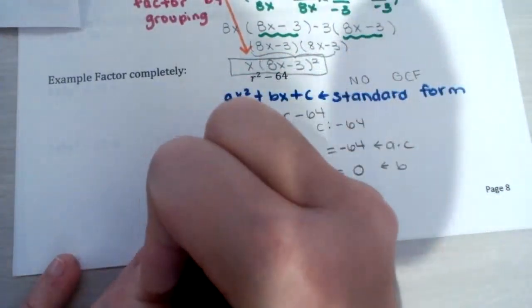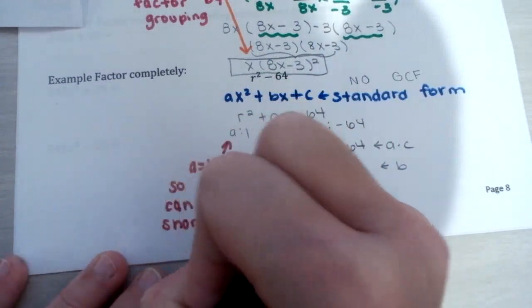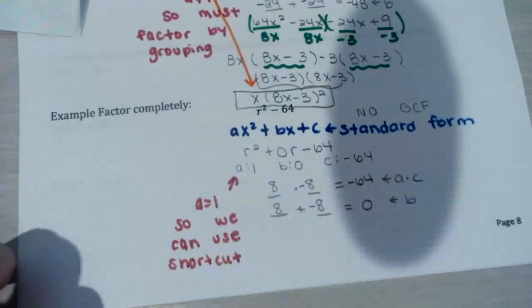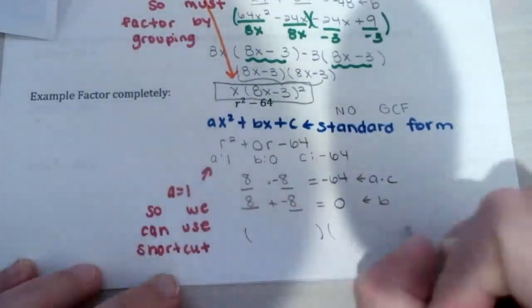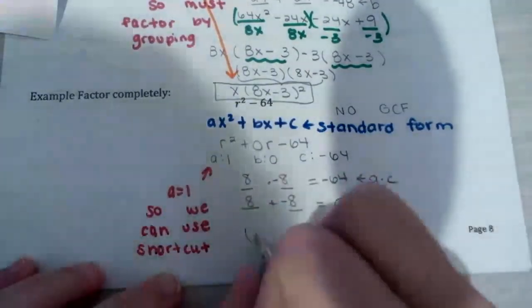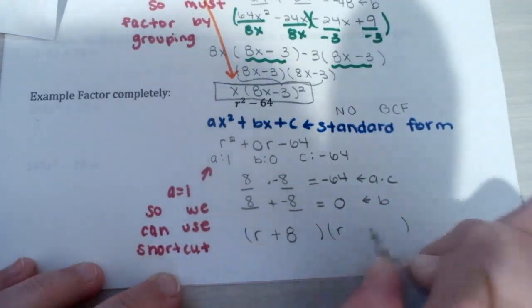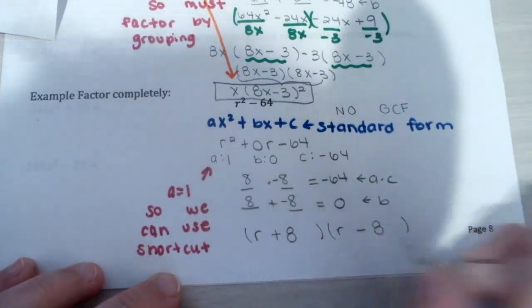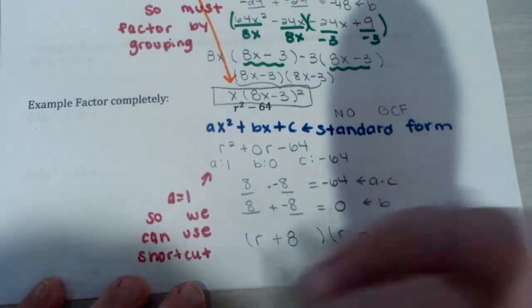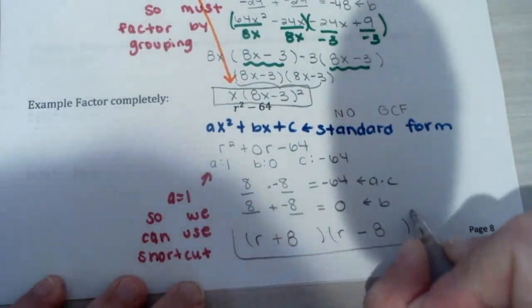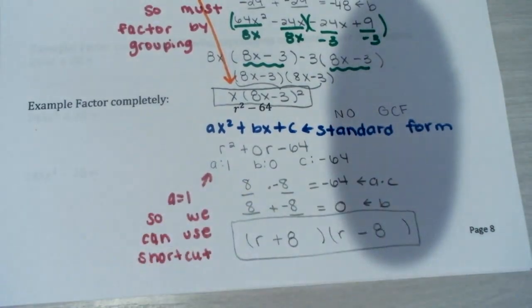So we can use our shortcut if you want to. Our shortcut says we have two factors. Our variables are, very important, make sure you write R. And your blanks are positive 8, so R plus 8 is one factor. And our other blank is negative 8, so R minus 8 is our other factor. No GCF to bring down, so we're done. R plus 8 and R minus 8.